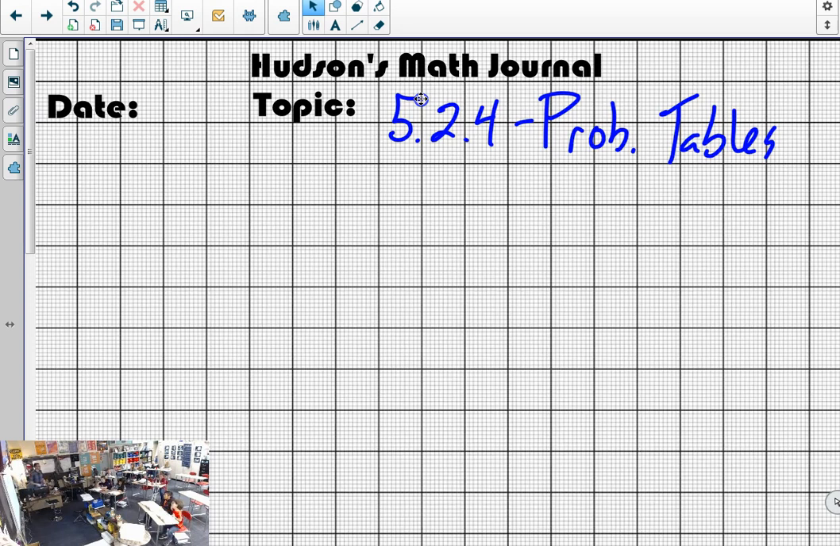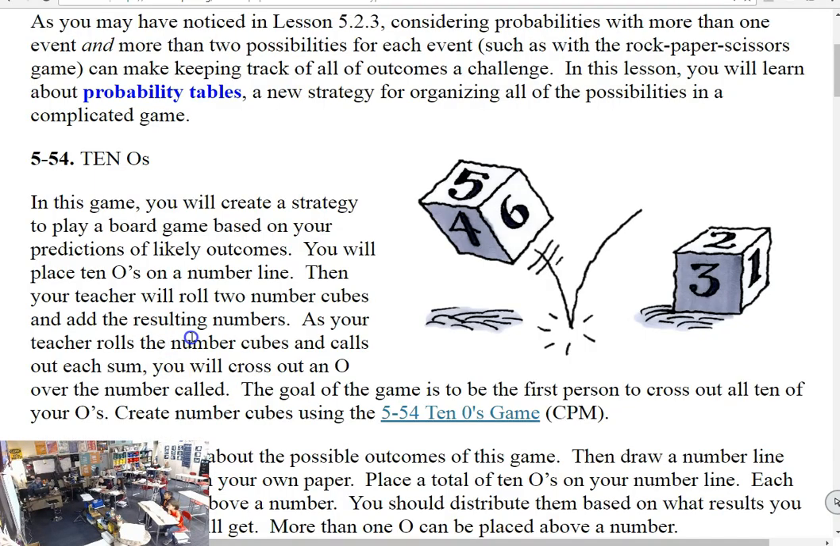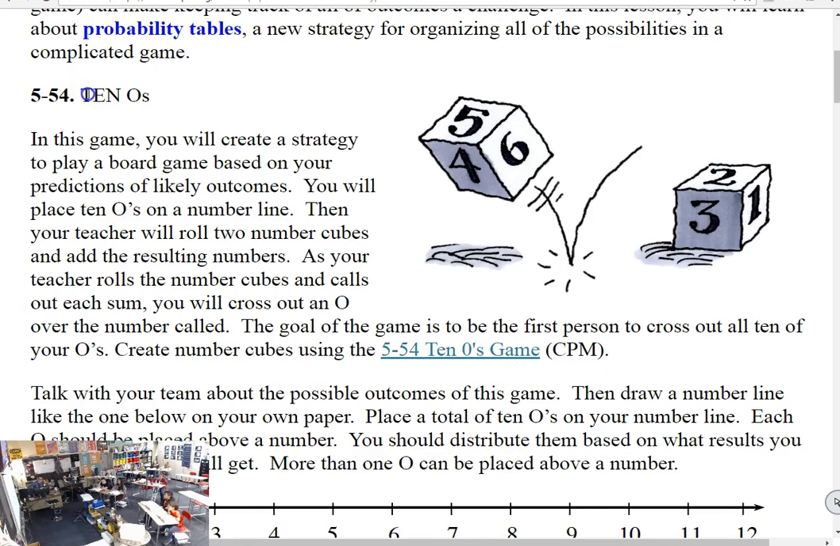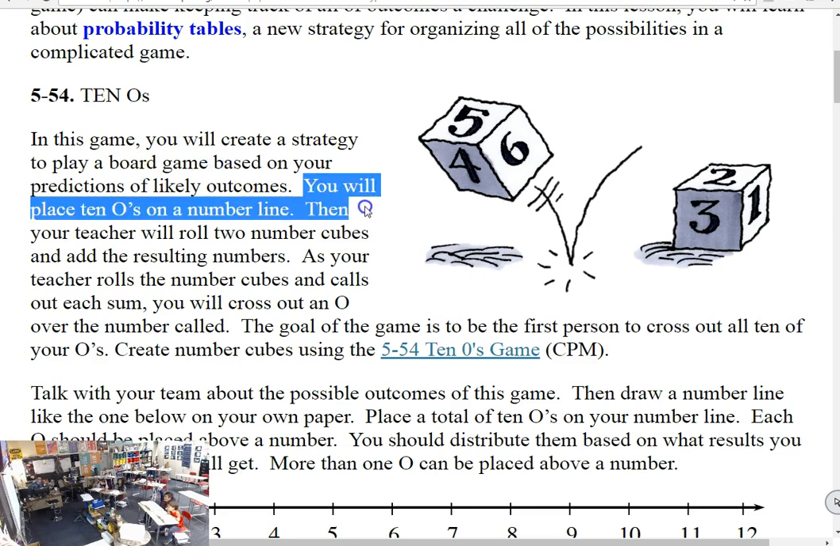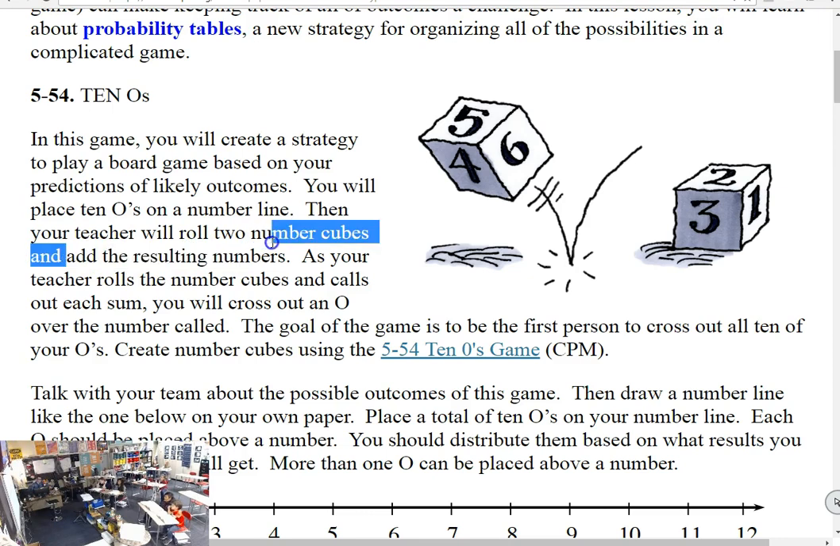So yesterday when we talked about rock, paper, scissors, how many possible game results were there? Alex? 9, right? Because we can go rock, rock; rock, paper; rock, scissors, and we can keep looking at all those different options. So, 10 O's is the game we're going to start playing today. In this game, we're going to create a strategy and play a board game based on your predictions of likely outcomes. You will place 10 O's on a number line. Then we will roll 2 number cubes and add the resulting numbers.